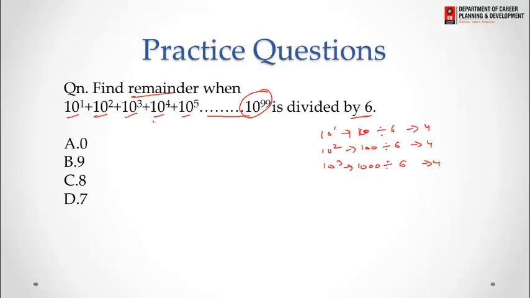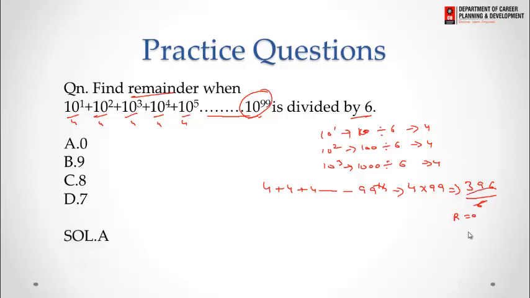It means if we divide all the values individually, we have remainder 4 for all the numbers. If we add 4 plus 4 plus 4 till the 99th value, as here we have a total of 99 values, we just need to add the value 4, 99 times. So the answer is 4 into 99, that gives the value 396, and 396 divided by 6 is completely divisible, so the remainder is 0. Hence the answer for this question is option number A.